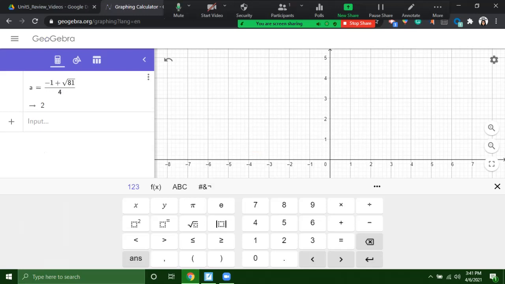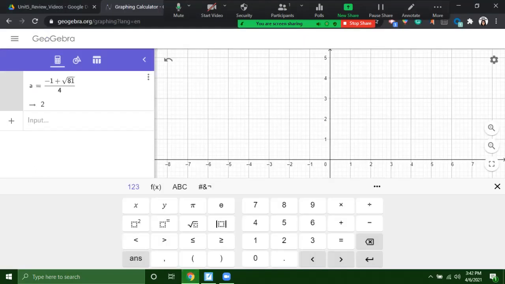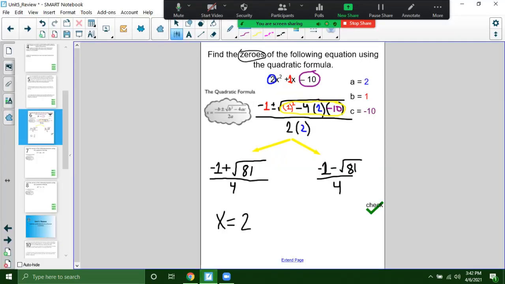Your answer will be just 2. So for this side, it'll be 2. We have x equals 2. And then for this side, like I've told my students, you don't have to rewrite everything. You can just change the plus sign to a minus sign, because that's the only thing that changed. And that was negative 2.5. So you have x equals negative 2.5.